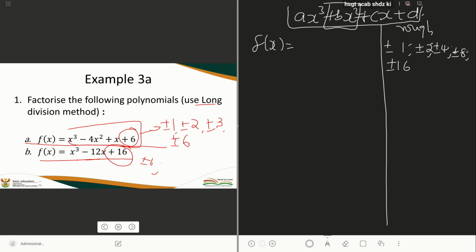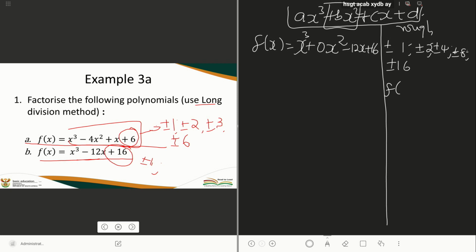What do I do? In this case, you need to make sure that you add the missing terms to this polynomial. So it's x cubed, but you must ensure that the coefficient of that missing term is 0. So it's x cubed plus 0x squared minus 12x plus 16, right?